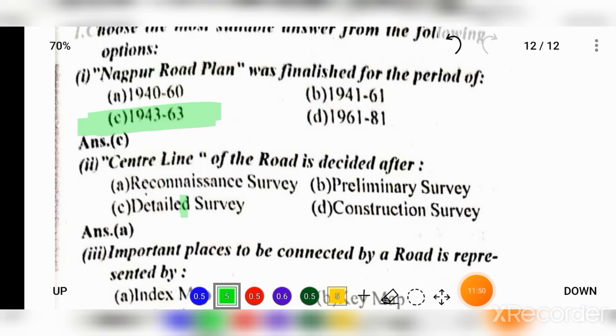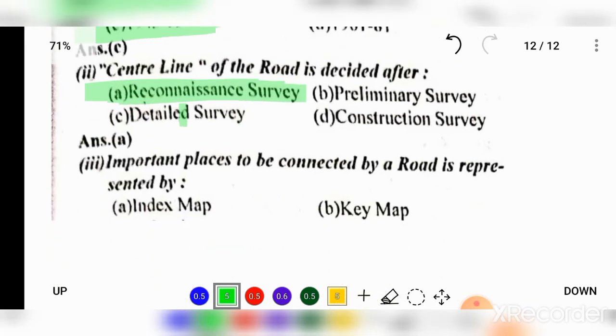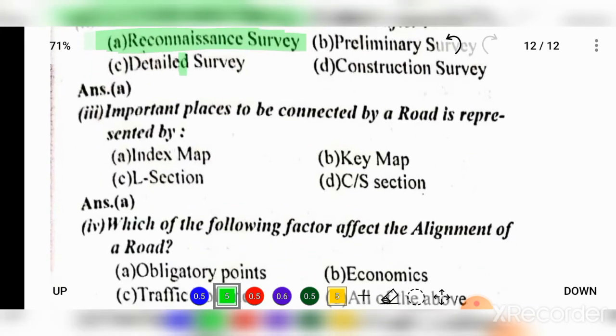Central line of a road is decided after reconnaissance survey. रिकग्नाइजेशन सर्वे के बाद सेंट्रल लाइन हम लोग तय कर लेते हैं. Important places to be connected by a road is represented by index map. Index map के द्वारा represent किया जाता है.